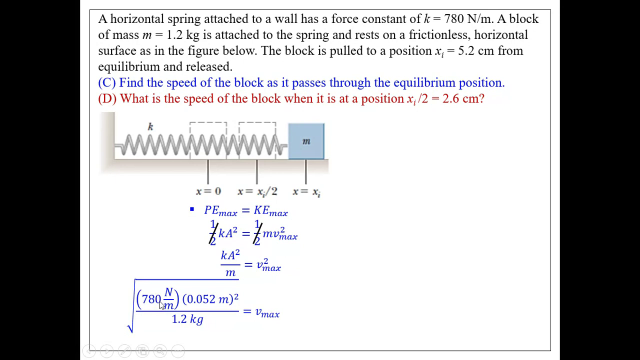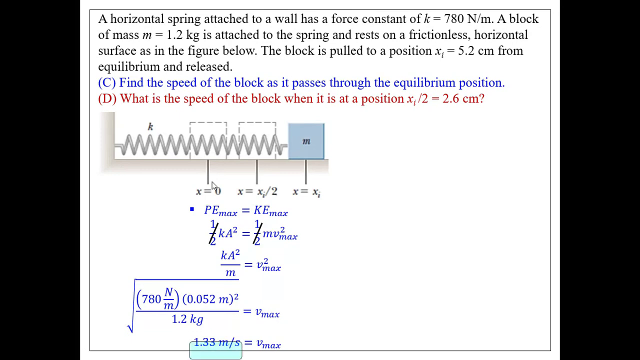780 is the k value. Once again, A, the amplitude, has been converted to meters, which is 0.052 meters. Don't forget the square, and then the mass on the bottom. If you do all that correctly, it should come out to be about 1.33 meters per second. That would just be the speed. It asks for speed, so I don't really need the direction. All I know for sure is that when it reaches the equilibrium position, regardless of whether it's moving left or right, the speed is the maximum speed of 1.33 meters per second.